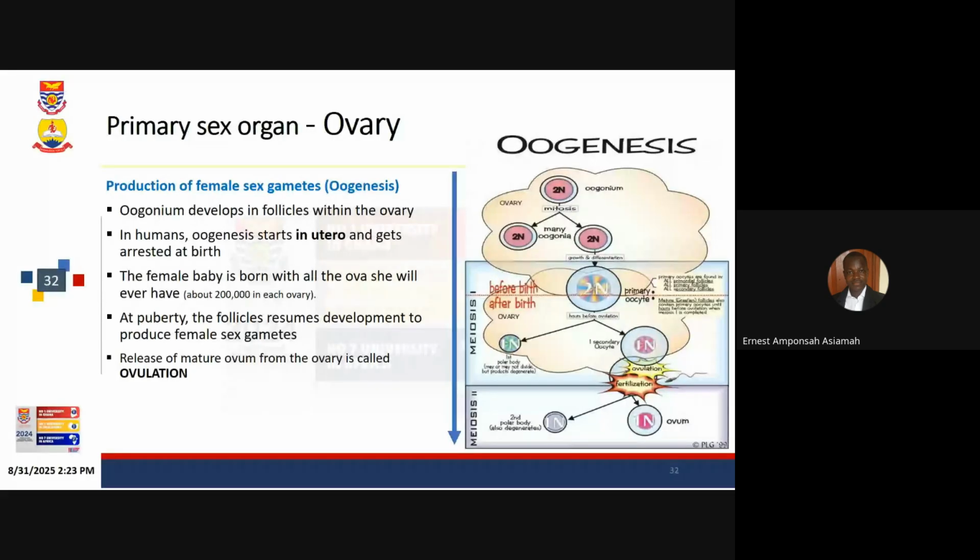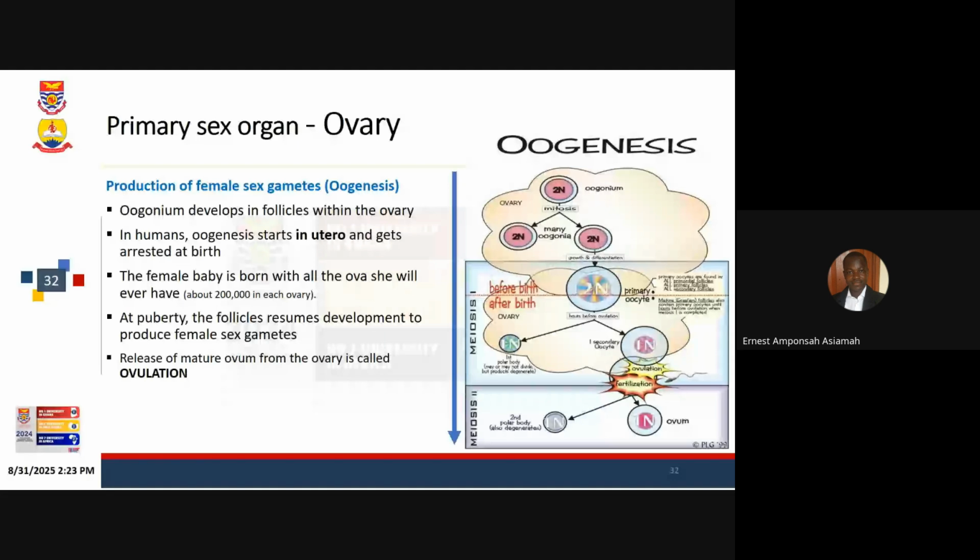It undergoes mitosis. But before I continue, unlike males where spermatogenesis will start at puberty, within 13 or 14 years, after that's when they are old. In females, the oogenesis starts when they are within the womb, when they are conceived. So oogenesis starts in utero and gets arrested at birth. And the female body is born with all the eggs she will ever have.